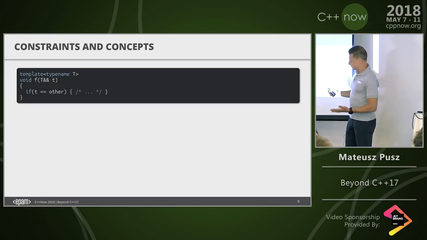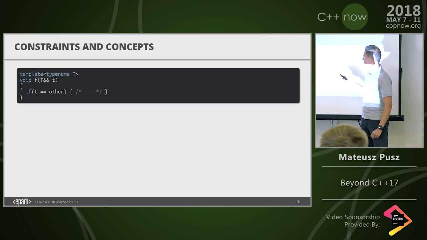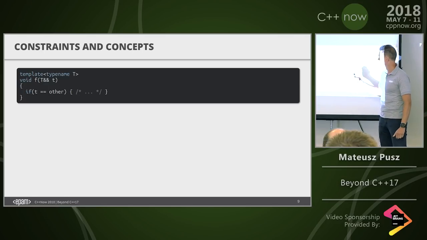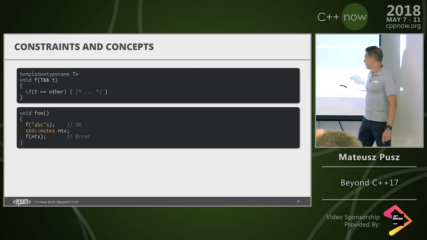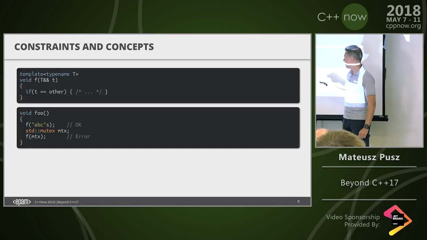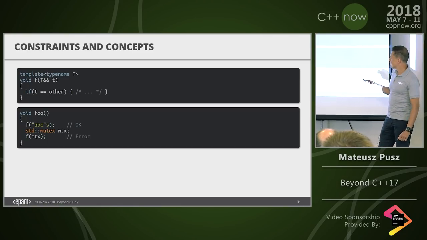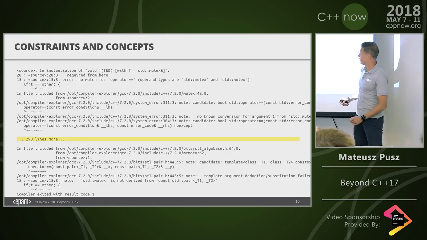And basically, what are concepts? Let's imagine a simple function template that just takes any type and compares it to some other value. It may be some global value or some singleton or whatever, but of the same type. You can pass to it a string "abc", and it will be OK because you can compare strings. And you can pass a mutex to it, for example, and you will get, of course, a compile-time error because a mutex is not comparable. And this is what you get with the compiler today, yes?